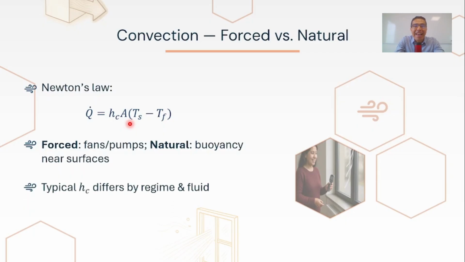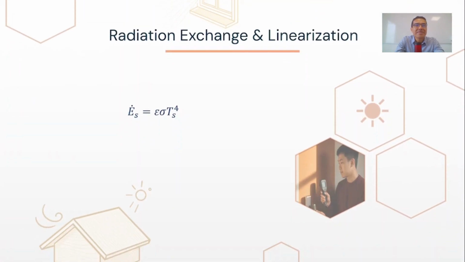Then we have the choice of the HC value in a simulation. This choice depends on whether you have forced or natural convection, because the two act very differently.